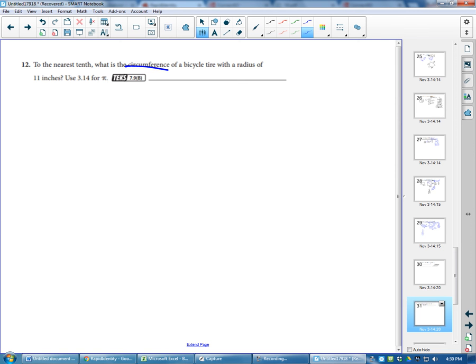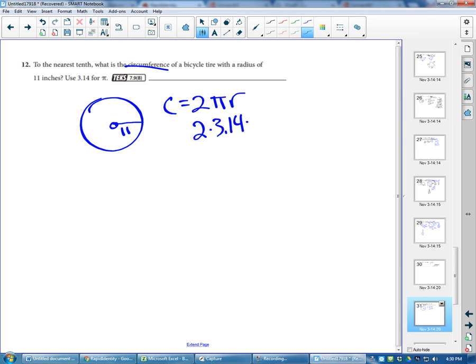Yeah. So if it says circumference, that means it has to be a circle, radius of 11. So if we know the radius, the formula we have to use is 2 pi r. Don't give away the answer. I want to figure it out myself. Oh. So this is 2 times 3.14 times 11.